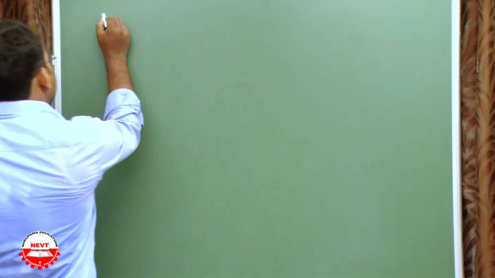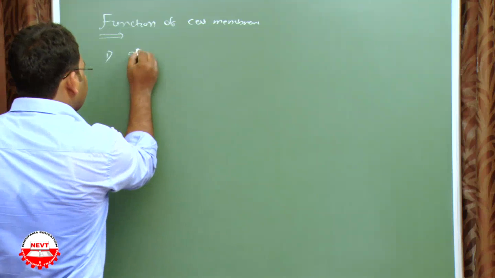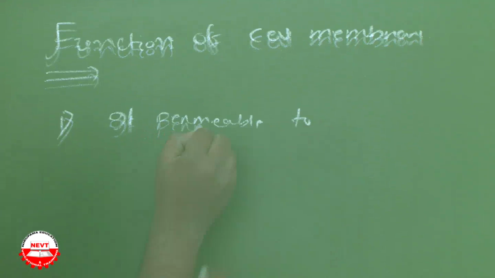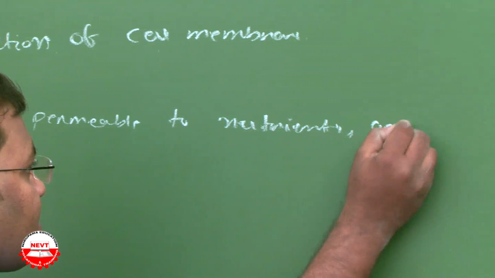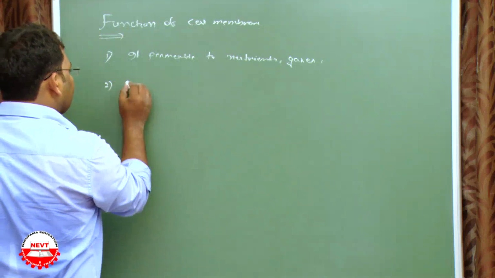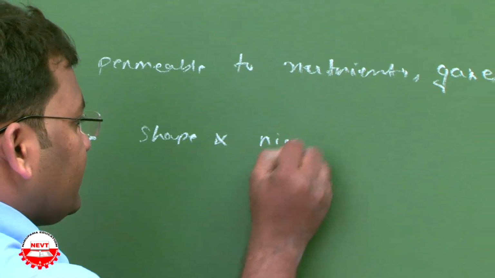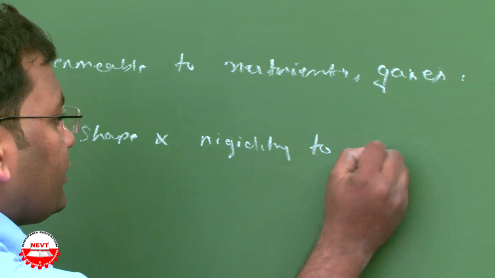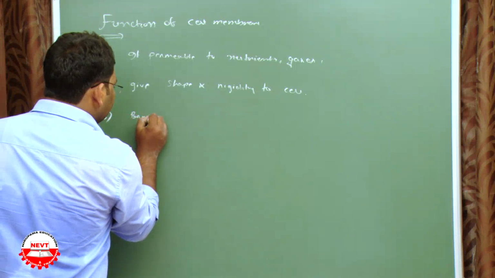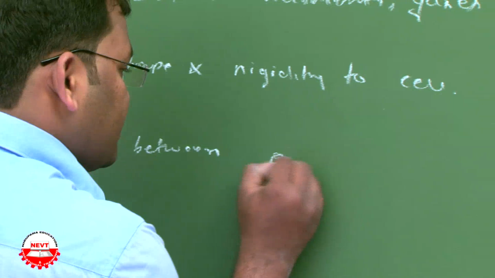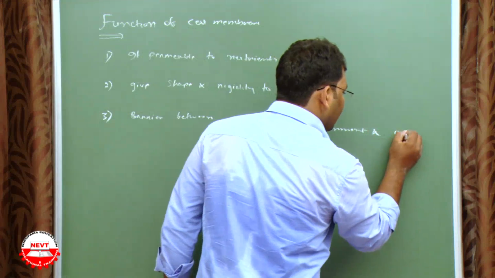So now we'll discuss the functions of the cell membrane. The first, it is permeable to nutrients and gases. Second, it gives shape and rigidity to the cell. Third, it acts as a barrier between the extracellular environment and the cytoplasm.